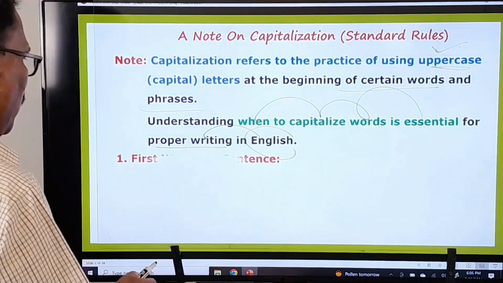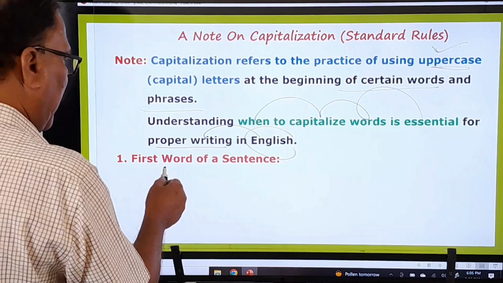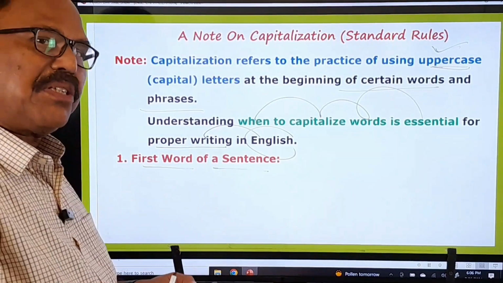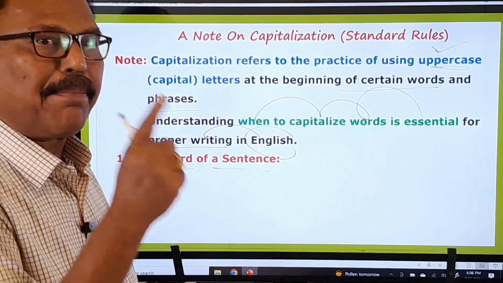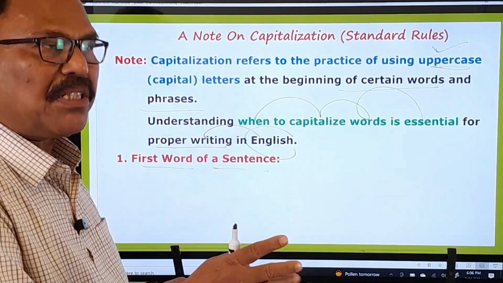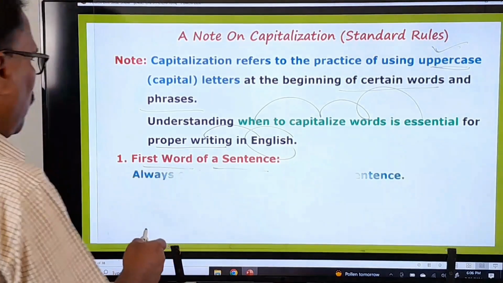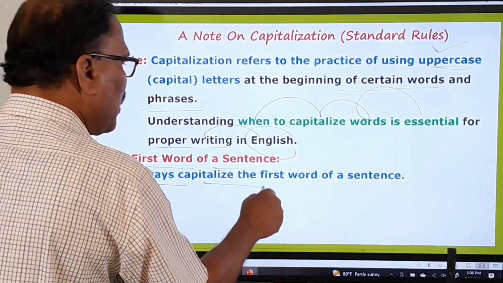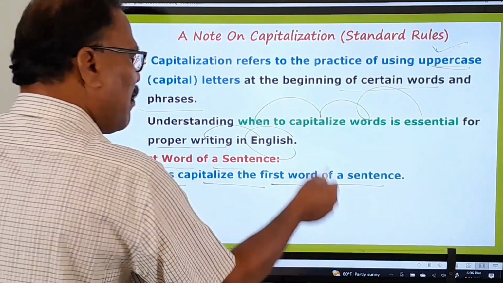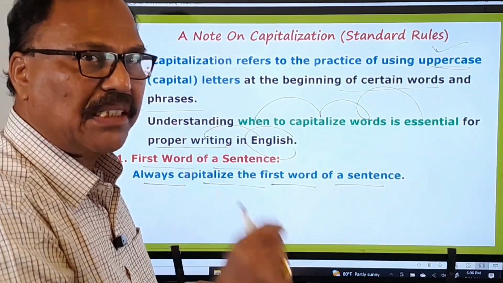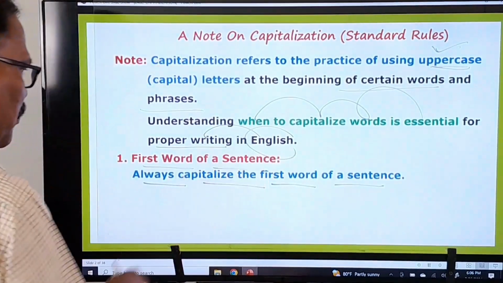Now pay attention. The very first rule is given here: first word of a sentence. Every first word of a sentence must be capitalized. That means the first letter of the first word. Always capitalize the first word of a sentence. First word means not all the letters of that word, but only the first letter of that first word. That is the meaning you have to take from that.